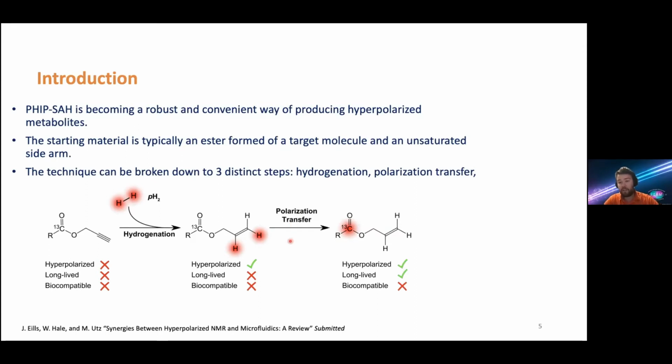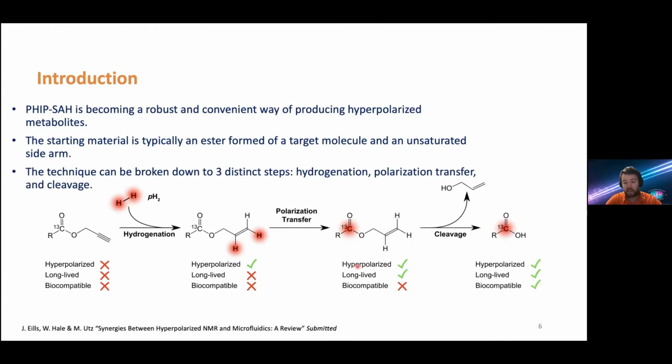This can be accomplished in usually one of two ways, with either magnetic field cycling or with complicated and ingenious RF pulses. And this produces a hyperpolarized and long-lived molecule, however, still not biocompatible without the last step, which is the cleavage, where you remove the reacted sidearm and you're left with a hyperpolarized, long-lived and biocompatible molecule. And hopefully during this cleavage, you've also removed any of your homogeneous catalyst.